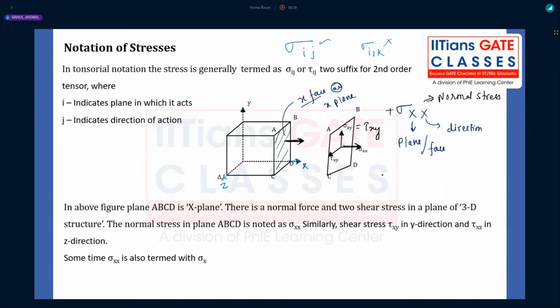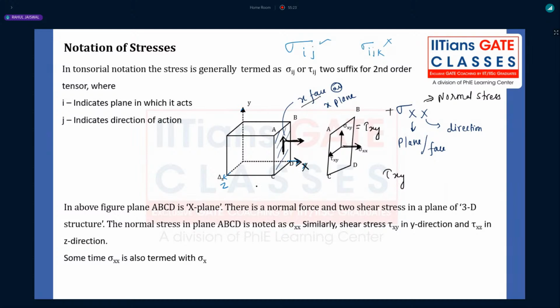On what basis can you define tau xy? Whether it is acting on an x phase or y phase. This is acting on which particular phase? X phase. Why are you saying x phase? Because whatever load or stress is there, which is parallel to the area and perpendicular to this ABCD area, which axis is there?